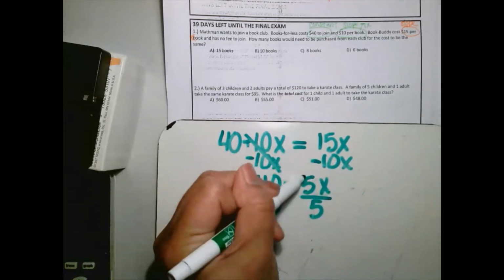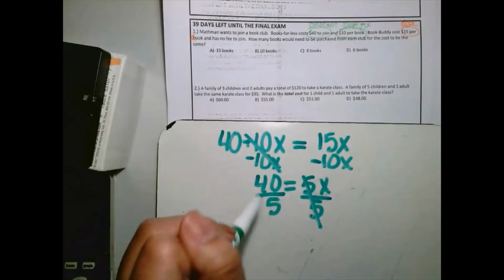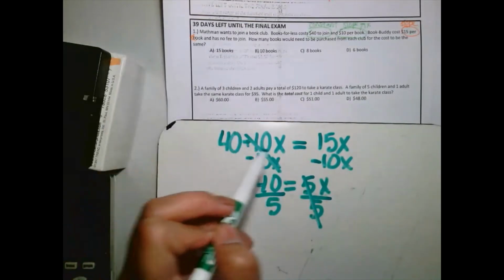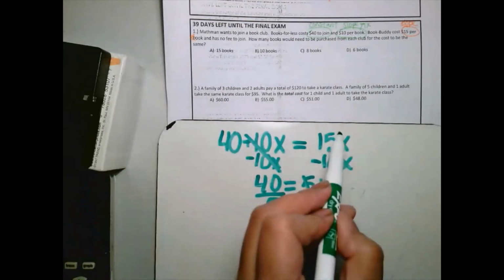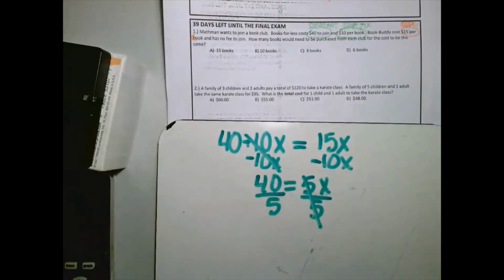And then I can double check my answer by plugging whatever this value is back into the original to make sure that this side equals this side. And that will be my answer for number 1.